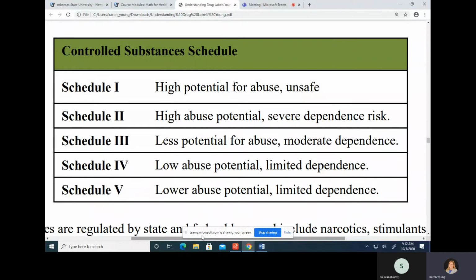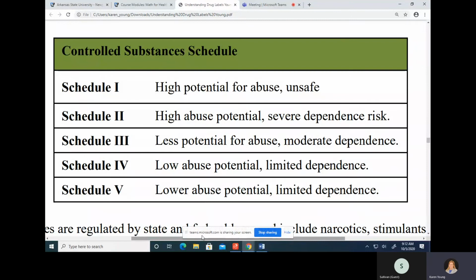There's a lot of medications out there that are like that. There's a lot more in Schedule 2. There's a high potential for abuse, and you've got a severe dependence risk. That's a lot of your pain medications, your hydrocodones, your Tylenol 3s, your oxycodones. Those are generally either 1 or 2 because there's a high dependence with them. And you can overdose with them too.